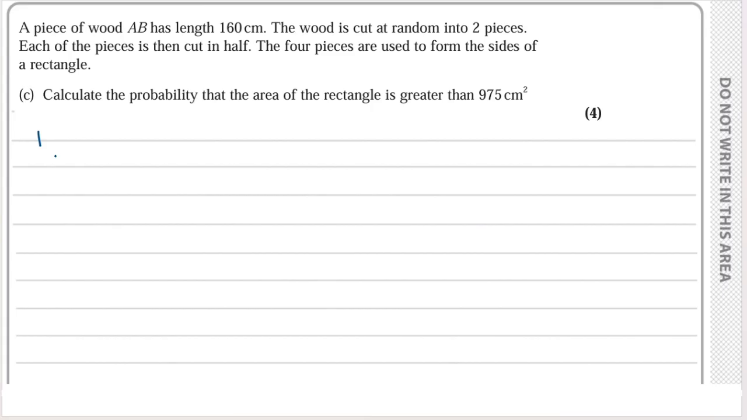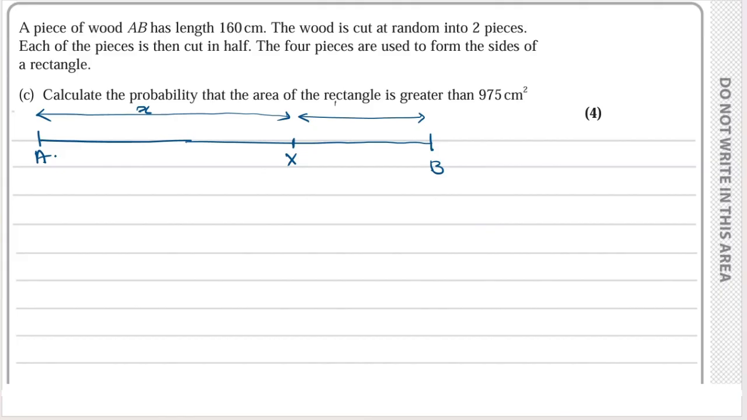So we have a piece of wood AB, which has length 160 centimeters. Then the length AB is cut at a random point, let's say here, point X, into 2 pieces. So we get a length X here and a length 160 minus X. Then each of these pieces is going to be cut in half again.